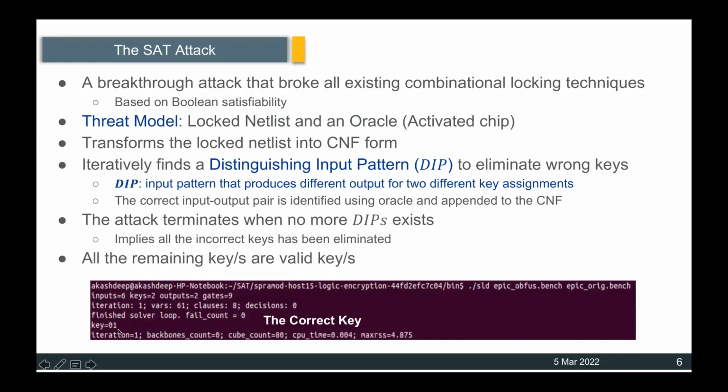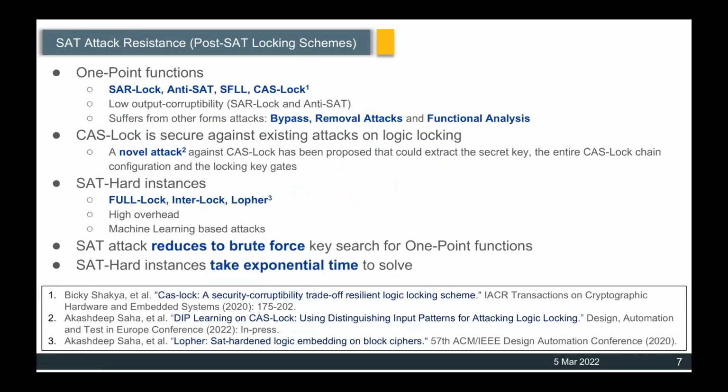Okay, so how do you really protect against SAT attacks has been largely what the designers from 2015 onwards started to do, and there were different kinds of proposals which emerged. Some of the important ones are abbreviated here: SARLock, anti-SAT, SFLL, and CASLock. Interestingly, all these are what are called one-point functions.